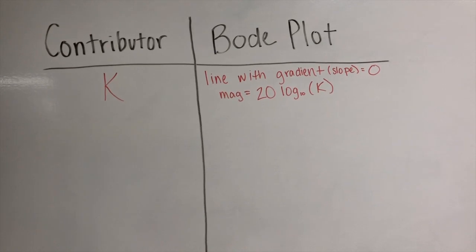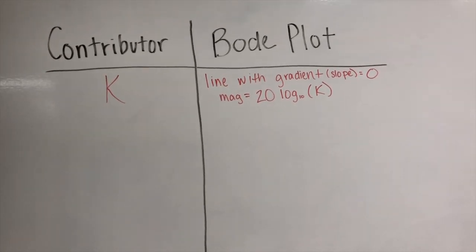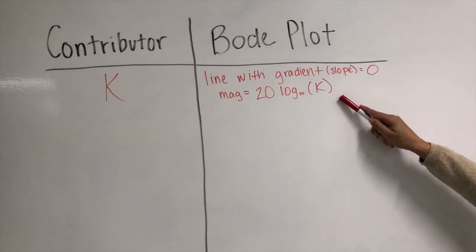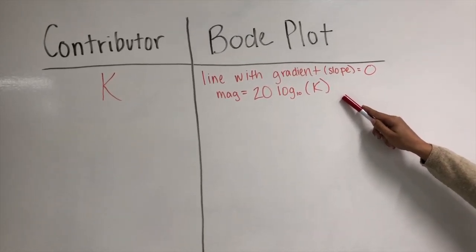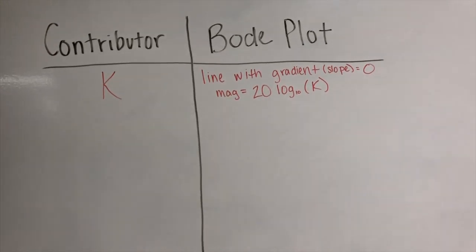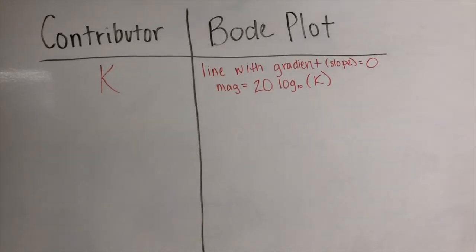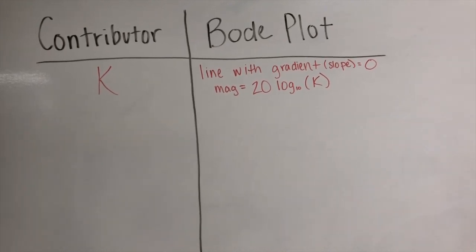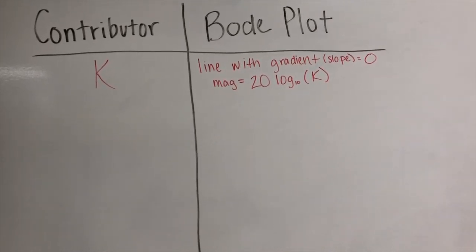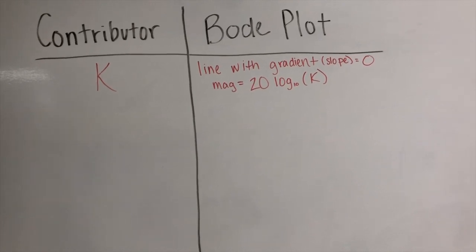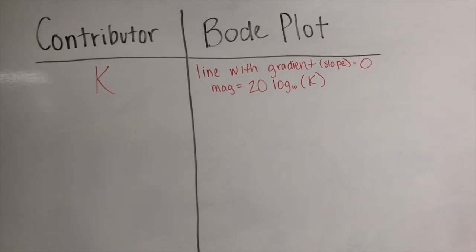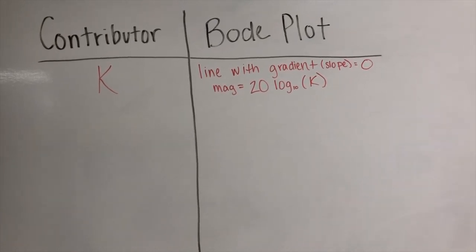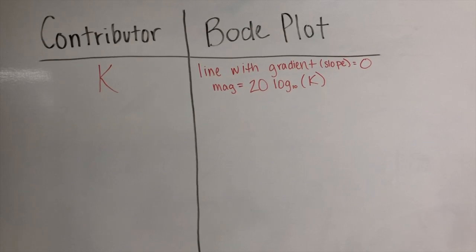First, we're going to start with a constant. The constant will always have a line with a gradient of 0, and its magnitude will always be 20 log to the base 10 of the constant. This is because we want to convert the constant from volts to decibels. The reason that we're doing this is because in a Bode plot, the y-axis is magnitude in decibels, and the x-axis is frequency in decades, which is a logarithmic scale. Therefore, we can't plot the constant in volts, it has to be in decibels.